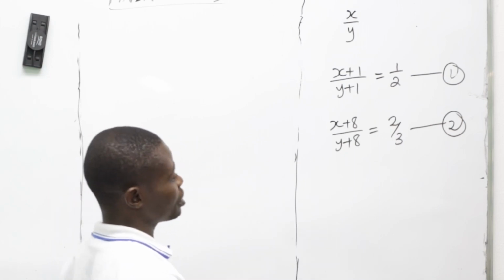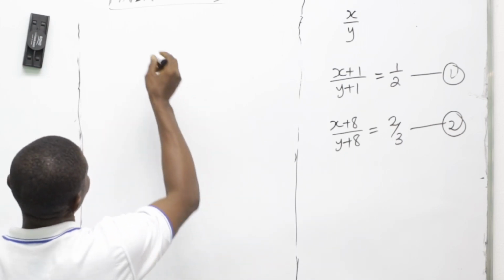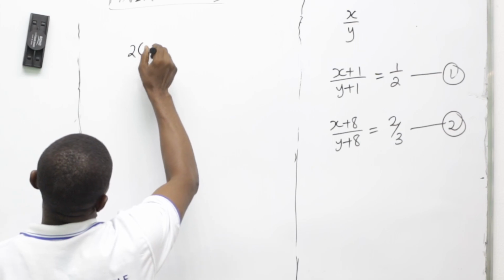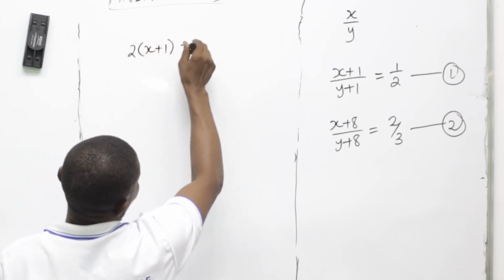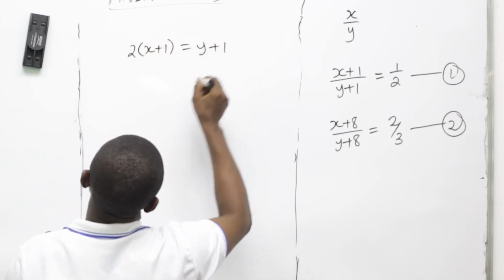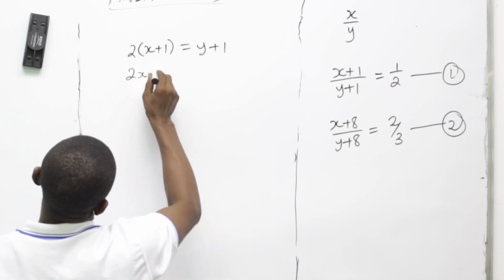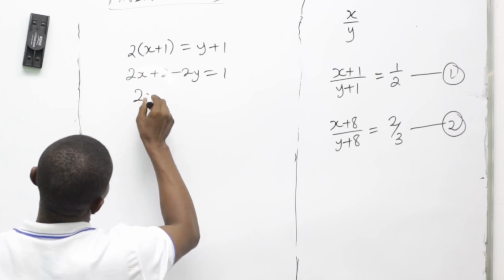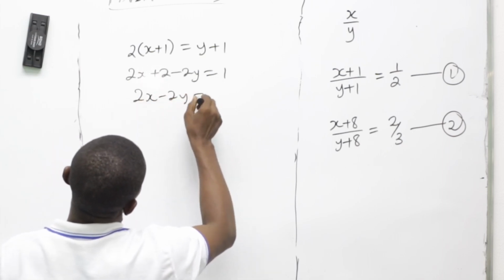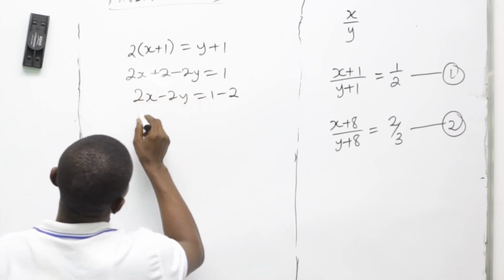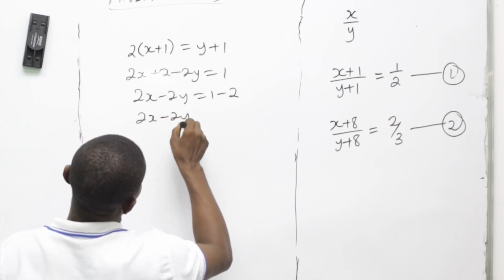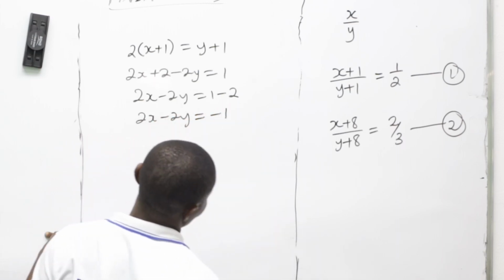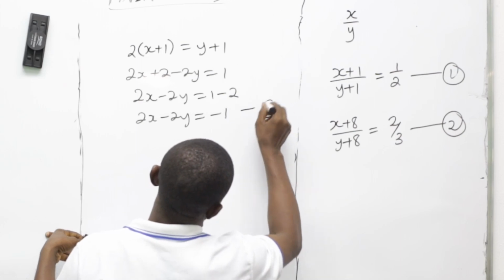I think we have a standard thing here now. So we don't have another choice than to cross multiply to give us this. So that 2x plus 2 minus 2y equals 1. 2x minus 2y equals 1 minus 2. 2x minus 2y equals minus 1. You can call it equation 3.